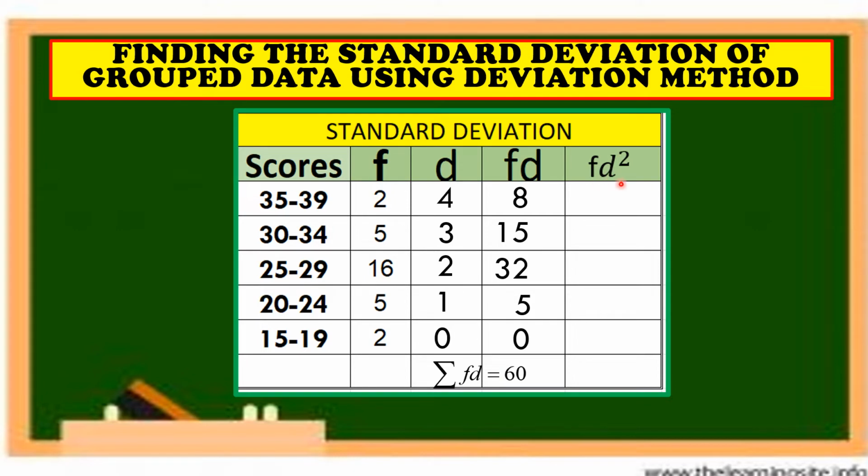Now we will find fd squared. How do we find fd squared? That is d times fd. That is fd squared. 4 times 8 is 32. 3 times 15 is 45. 2 times 32 is 64. 1 times 5 is 5. 0 times 0 is 0. Then we will find summation of fd squared. That is 32 plus 45 plus 64 plus 5 plus 0. So we have summation of fd squared equals 146.